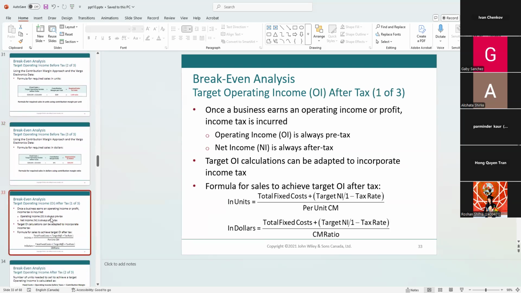Now, we're gonna go with the target income when we're adding taxes. That's become a little bit interesting. Obviously, at some point we have to pay taxes. So then we're gonna play with two operating incomes. One will be operating income before taxes. The other one will be operating income after taxes. Make sense?